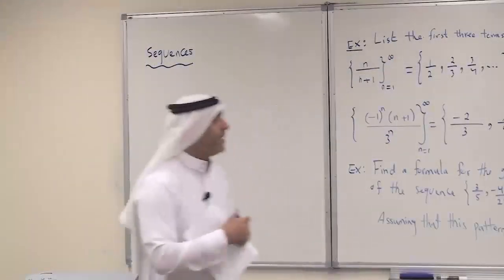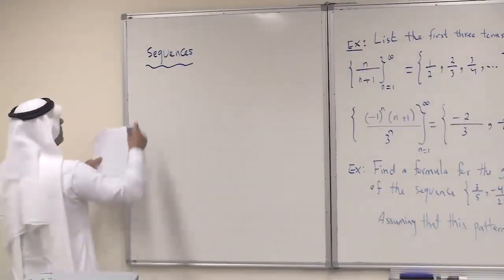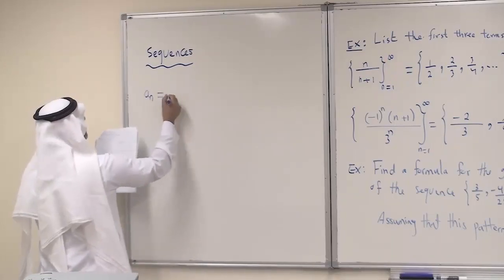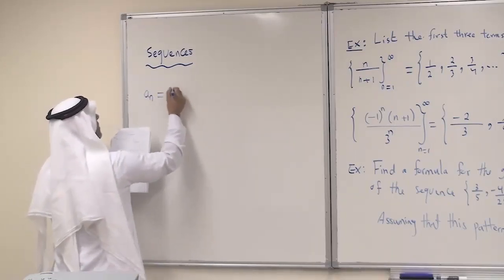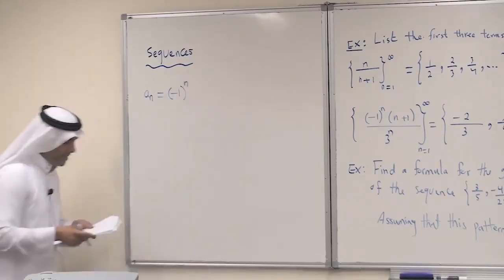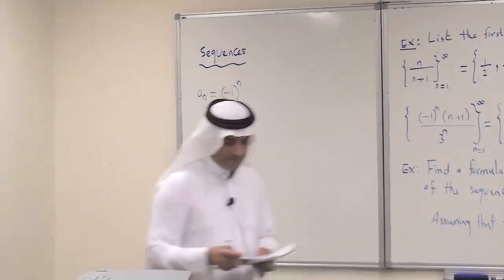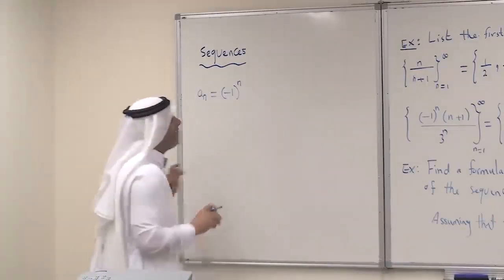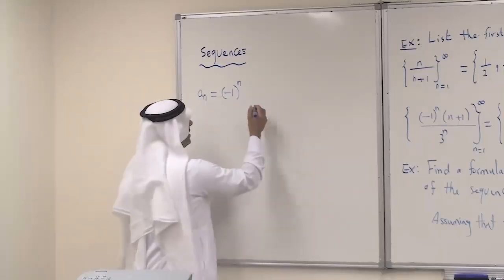Now let us see the second sequence. I call it, for example, here number 2. Let us consider this sequence, minus 1 to the power n. This is a very interesting sequence, minus 1 to the power n. Let us study its behavior. And then, formally speaking, we can deduce something about convergence and divergence.